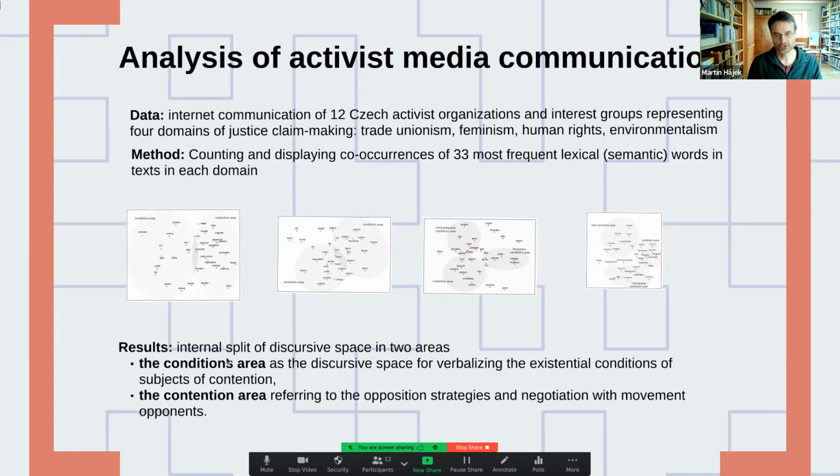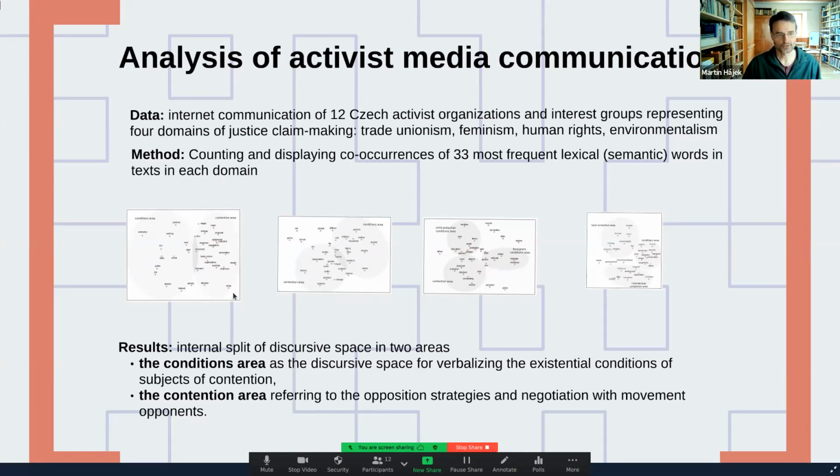communicate it in different channels, in different articles, in different media, and they refer to the strategies and how to fight, how to achieve their aims, how to negotiate with opponents, what strategies they use. So if they talk about strategies, they don't talk about the situation of the subject they protect. And if they talk about the subject, they don't talk about the strategies.